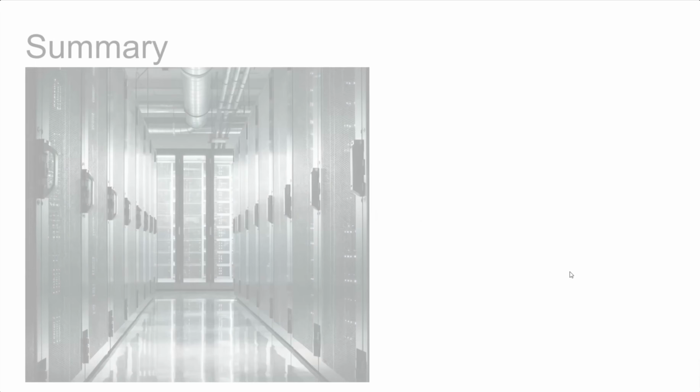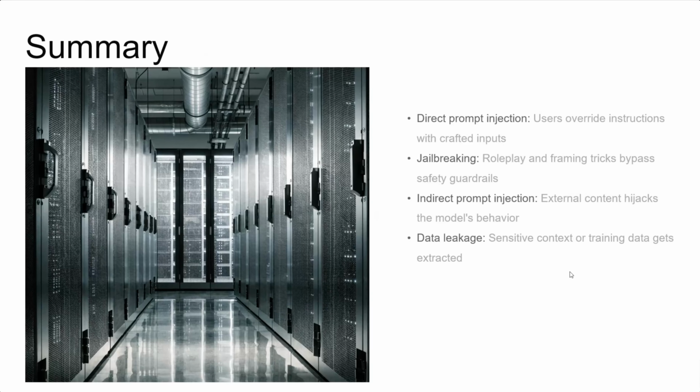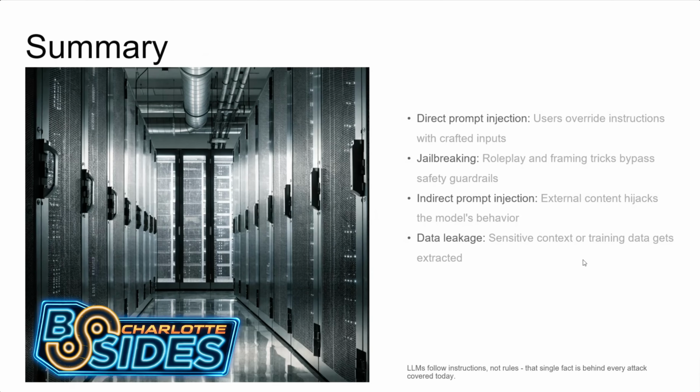So let's quickly bring everything together. We saw direct prompt injection, where users override instructions with crafted inputs. Jailbreaking, where framing and roleplay change how the model responds. Indirect prompt injection, where external data silently influences behavior. And data leakage, where the model reveals things it wasn't supposed to. But all of these come from the same fundamental issue. LLMs don't follow rules, they follow instructions. And those instructions can come from users, prompts, or external data, which means they can be influenced. That single idea is behind every attack we have covered today.